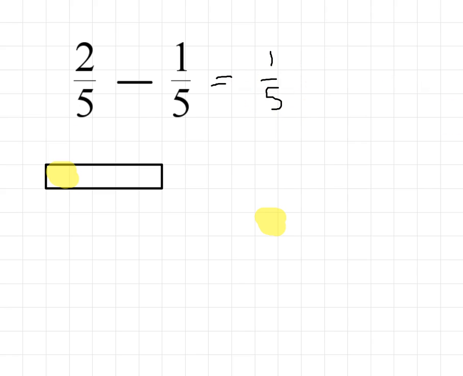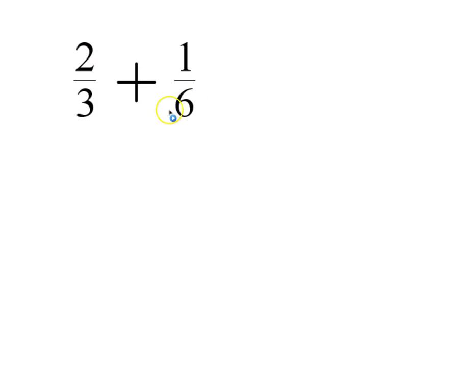All right, let's move on. Now, what happens when I have something like this? Here's a part of a whole. I have 2/3 of a whole. So I have a whole, I cut it into 3 pieces, I get 2 of them. This is saying I have a whole, I cut it into 6 pieces, I get to keep 1 of them.